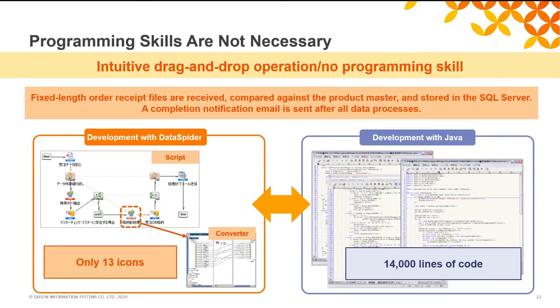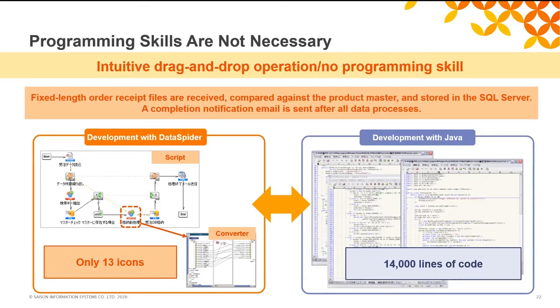DataSpider allows you to set up this process by using only 13 icons. All you have to do is drag and drop the iconized processes, connecting with lines, and creating a flow. On the other hand, if you were to write a code of this process with Java, you would require more than 14,000 lines of code, as shown in the right diagram. You may think that I'm exaggerating, but I'm not at all. There could be such a big difference.